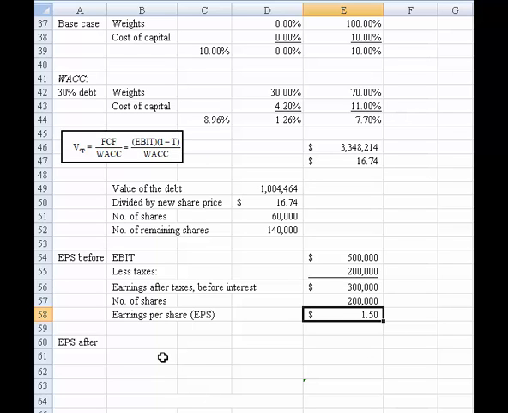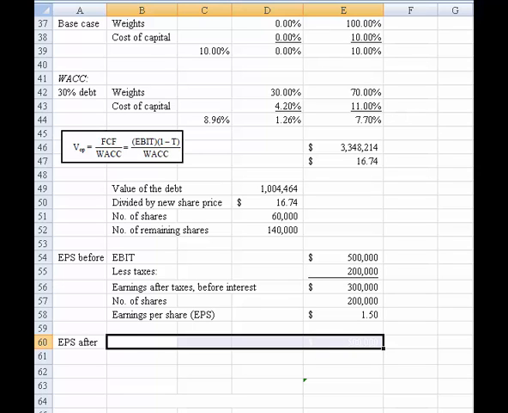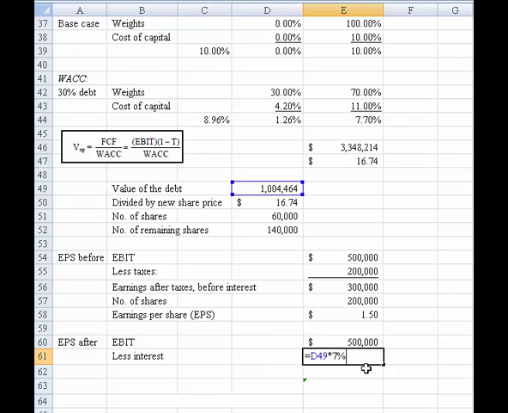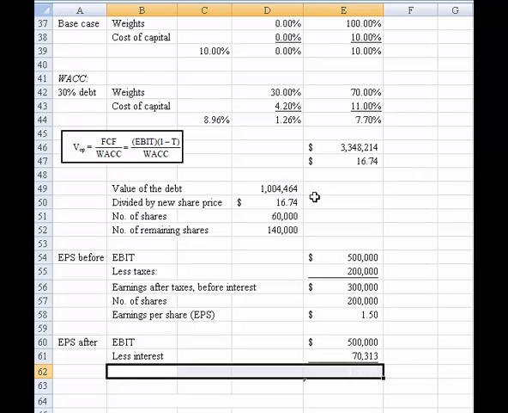All right, now after the recapitalization, we've got some changes. We again had earnings before interest and taxes of $500,000, but now we have some debt. And the debt cost, we would take the value of the debt, which we earlier calculated as $1,004,464, and we multiply that times the 7%. Right, so that's the interest rate on the debt before taxes. Okay, then that gives us what I'm calling EBT, earnings before taxes.